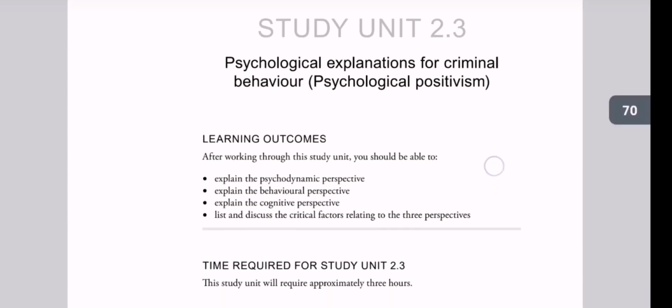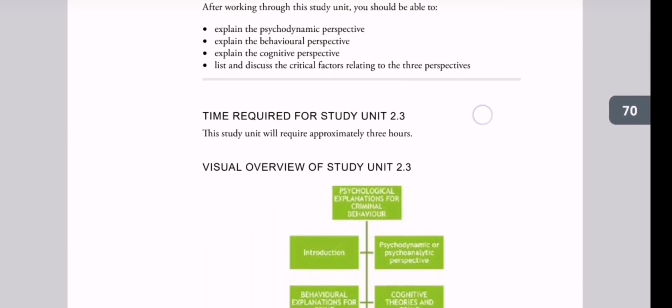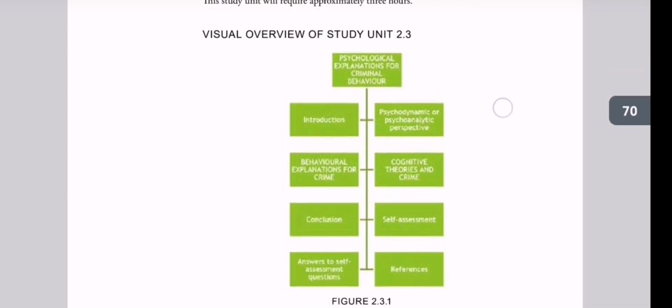Learning outcomes. After working through the study unit, you should be able to explain the psychodynamic perspective, explain the behavioral perspective, explain the cognitive perspective, list and discuss the critical factors relating to the three perspectives. We've got a diagram below. There is our diagram.